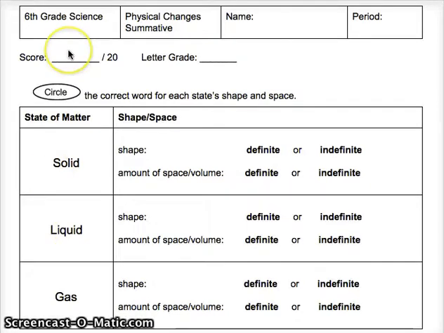Hey, sixth graders, this is your physical changes summative. You should have written your name at the top as well as your period number.